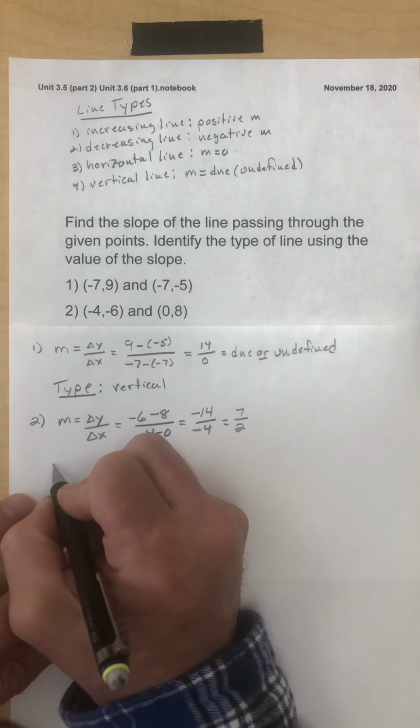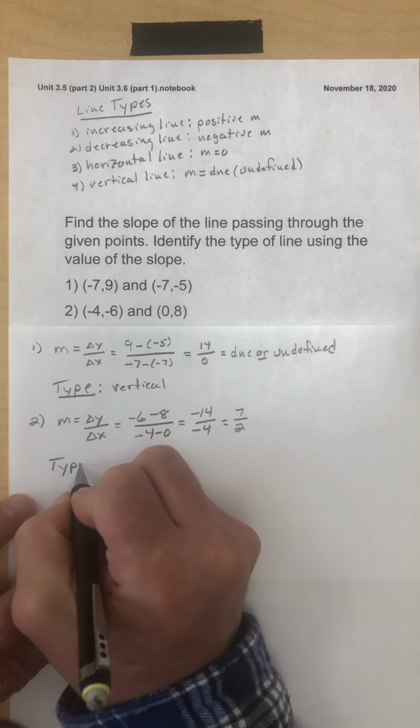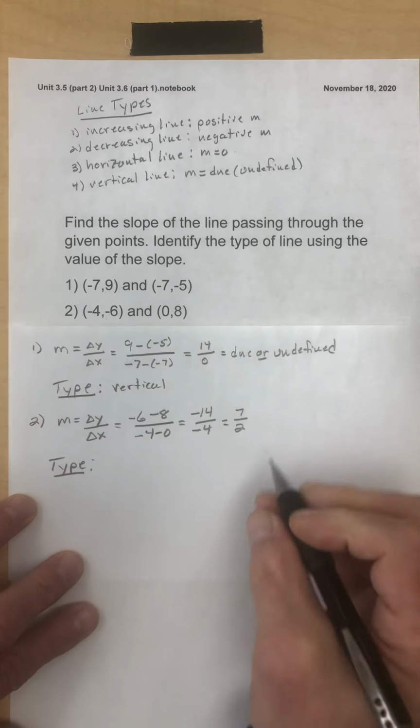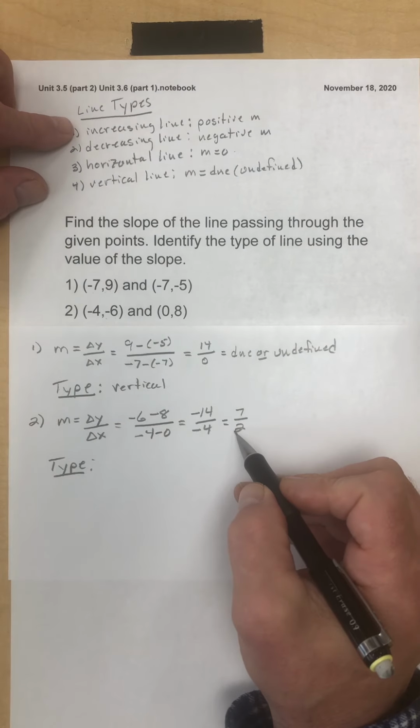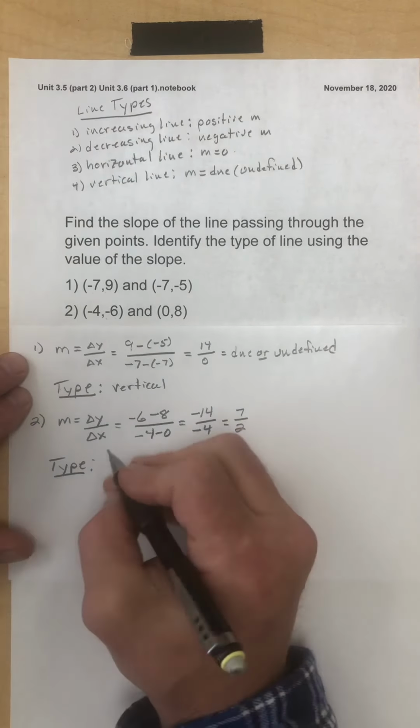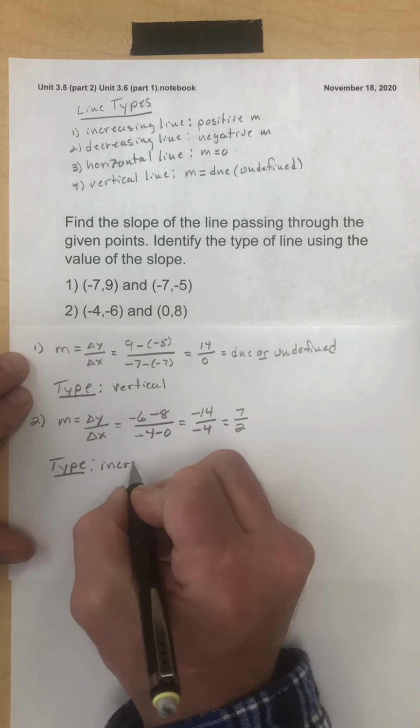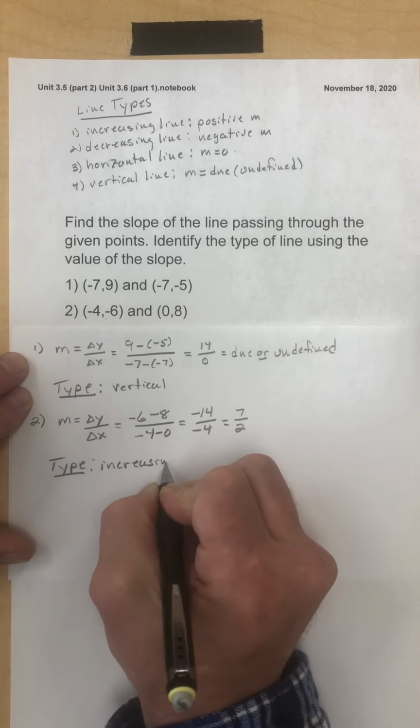So we look at our line type. What type of line do I have? Well, it's a positive slope, so it'll be an increasing line. This is an increasing line.